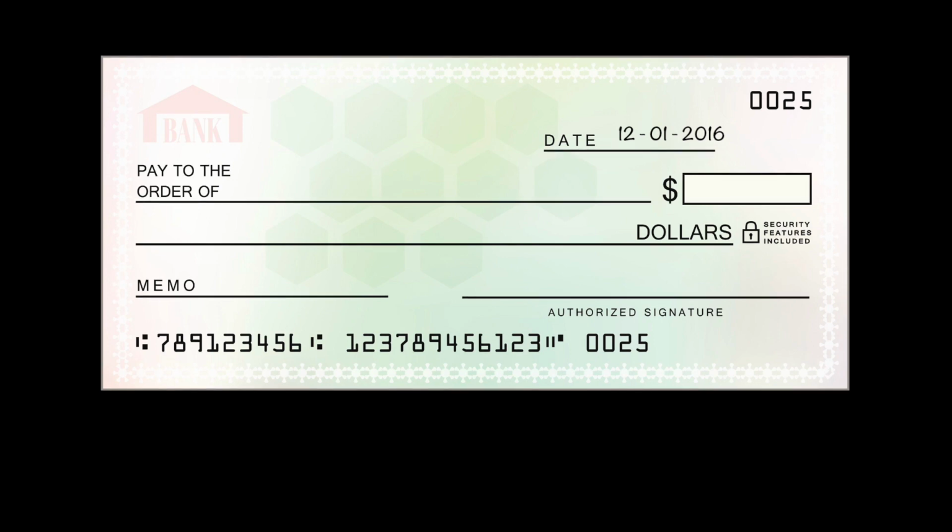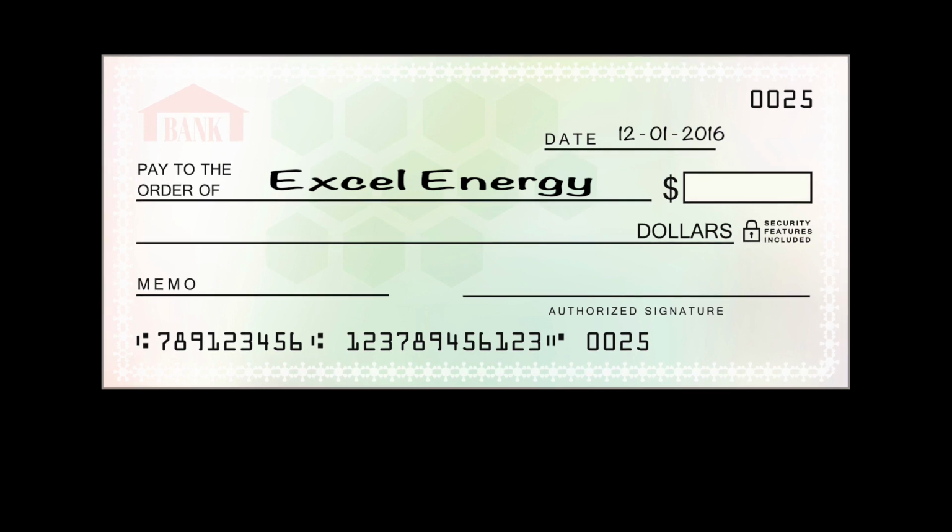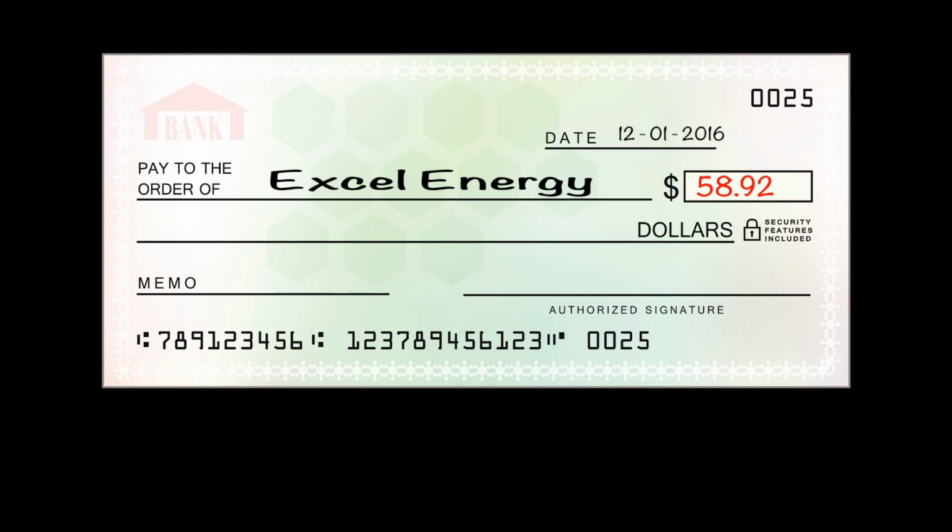Next, she writes Excel Energy on the Pay to the Order Of line. In the box, she writes the amount she will pay using numbers, $58.92. The next line is where she will write the total that she will pay using words, 58 and 92/100. At the bottom right of the check, she must sign her name for the check to be used.